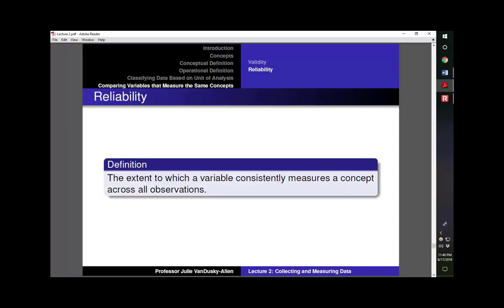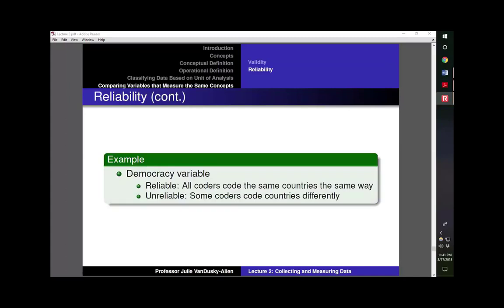Not only do we need to evaluate whether our variables are valid, we also have to evaluate whether they are reliable. Reliability is the extent to which a variable consistently measures a concept across all observations. A variable is not reliable if it does not consistently measure subjects or cases the same way when we apply our coding criteria for those cases. Using our democracy variable as an example, the variable would not be reliable if some countries were coded differently by different coders. It would be reliable if all the coders measured the countries the same way.